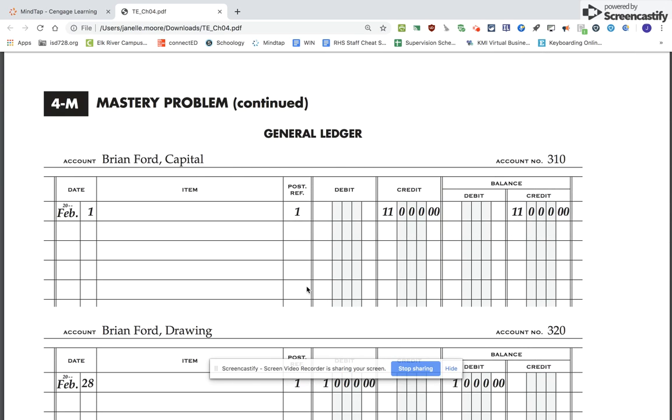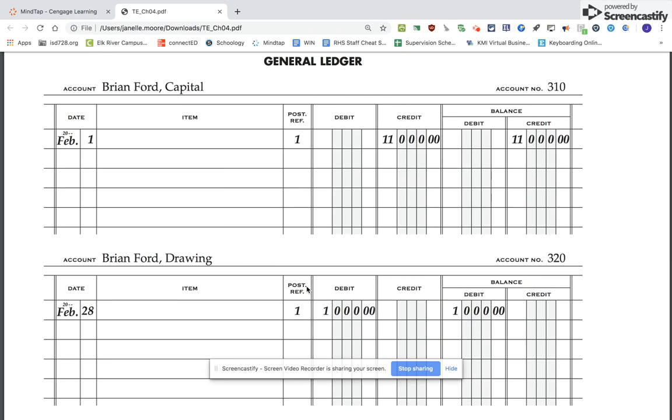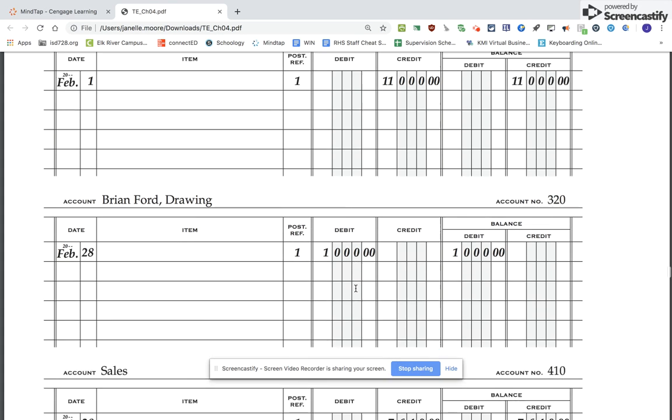Going forward, we have one entry for capital. So it looks like owner investment. Therefore, it's a credit. And so the owner put in $11,000 into the business. On the last day of the month, he drew out $1,000, which is a debit drawing normal balance.